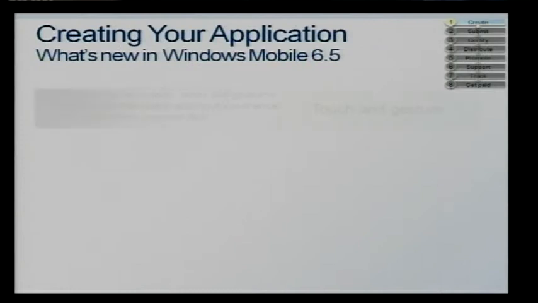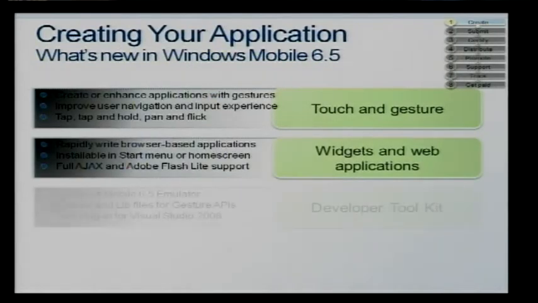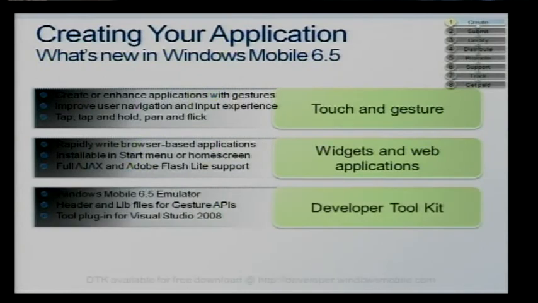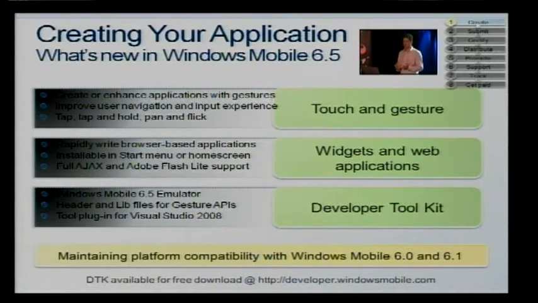So taking a look at step 1, create. So you can talk about the application being around touch and gesture, and I think the key thing here is what's new in Windows Mobile 6.5. And the first thing is, it's very, very clear. If you are today developing on Windows Mobile 6 or Windows Mobile 6.1, you can easily move the application across to 6.5. It requires a minimal amount to do that.